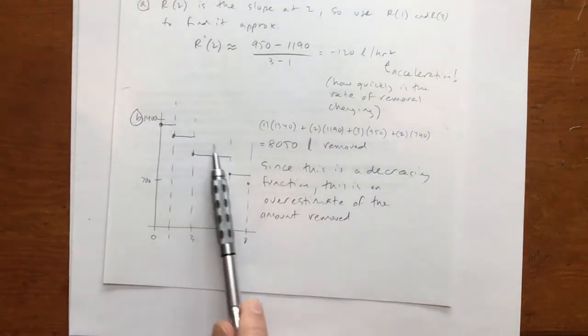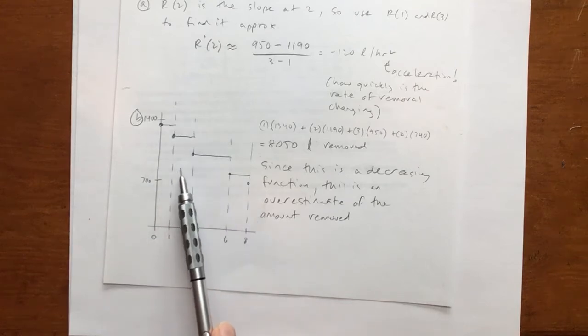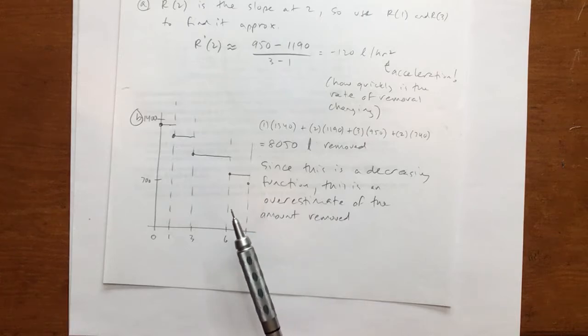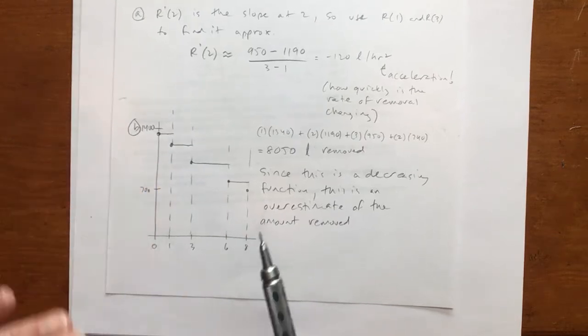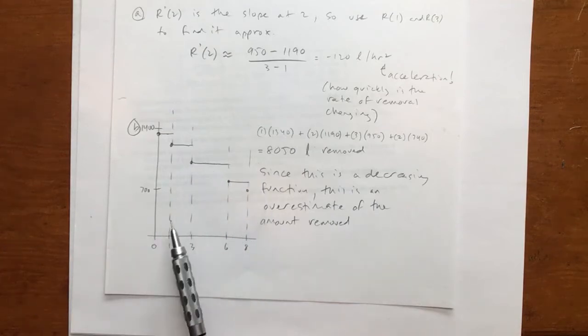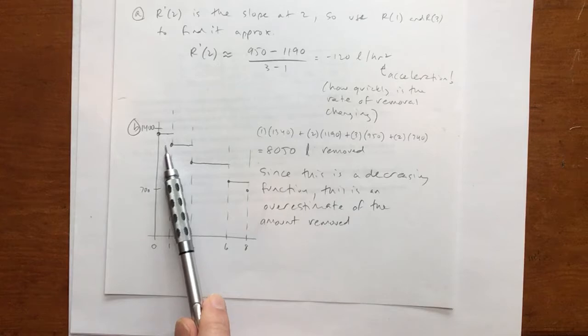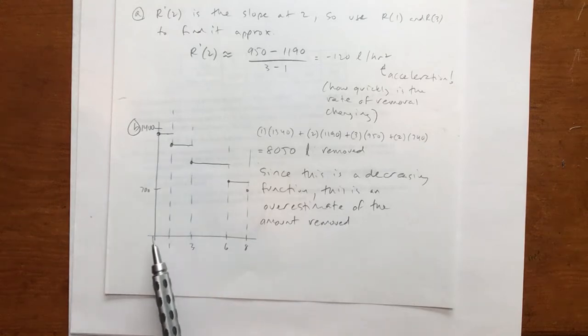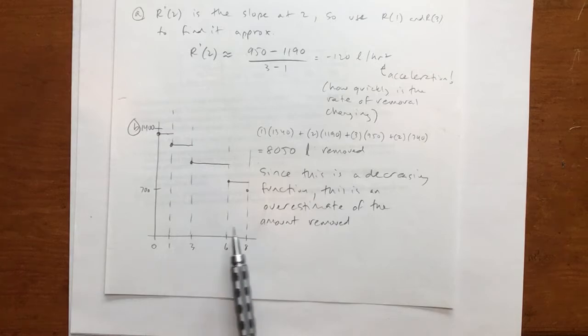I plotted the points, and the area under each of these rectangles will approximate the area under the curve, and the area under the rate curve will be an amount. In this case, it's going to be liters, because each rectangle has a height measured in units of liters per hour. And we're multiplying that by a base, which is measured in hours. So we have liters per hour times hours, and we just end up with liters.